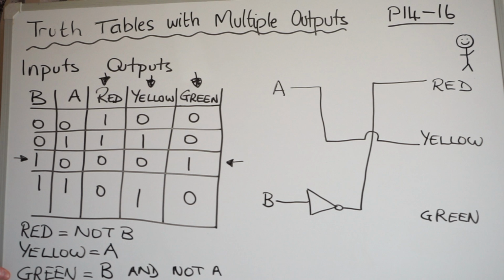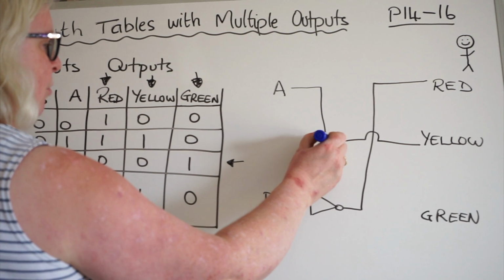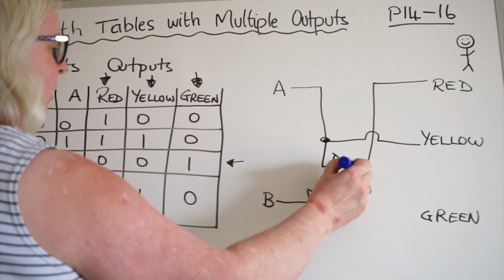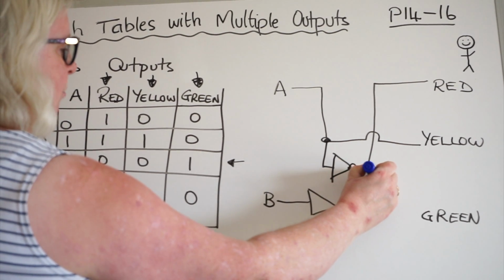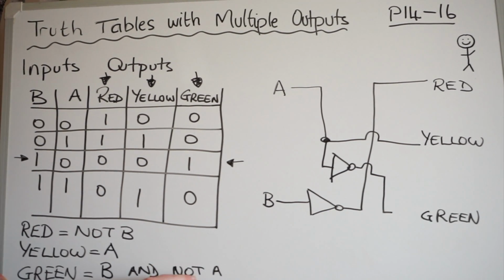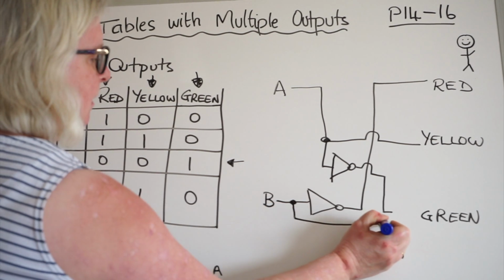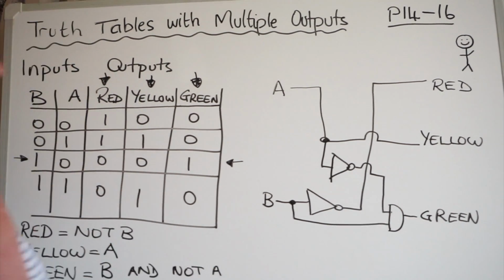And then green is B and not A. First of all we've got to get not A, so let's come off here and put in a NOT gate. At that point we've got not A. Let's jump that over there. Then green is B and not A, so we need an input from B. We need an AND gate, and then that connects to green.